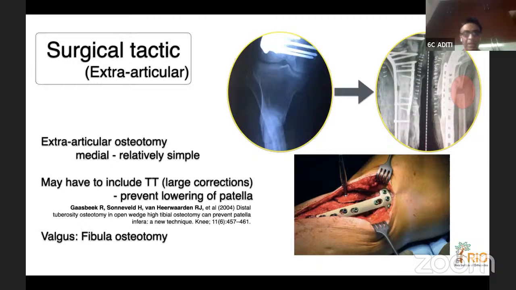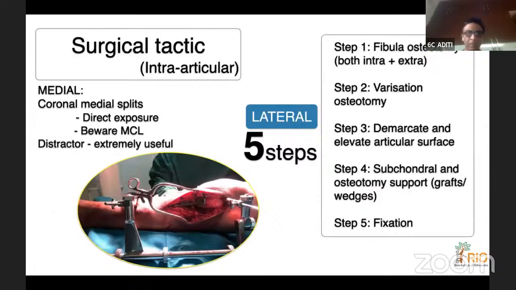On the lateral side, for extra-articular, definitely, and for some intra-articular corrections, you have to do a fibular osteotomy as well. With regards to intra-articular lesions on the medial side, most of them are coronal medial splits, which will require a direct exposure into the articular surface to make sure you have reduced them well. Make sure you protect the deep part of the MCL. A femoral distractor is extremely useful to gain length and also to work on either side.